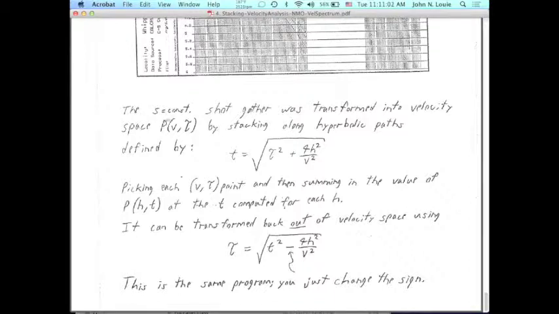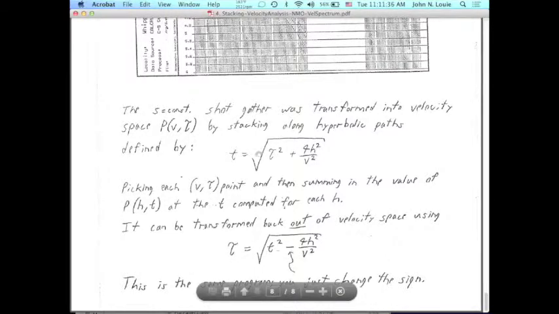So the constant-S shot gather was transformed into velocity space by stacking along hyperbolic paths. Here's the actual equation I used. I picked each point in V and tau, and summed the value of all the P's at the h's and tau's that were computed from that. And then here's the transformation back, the transpose.